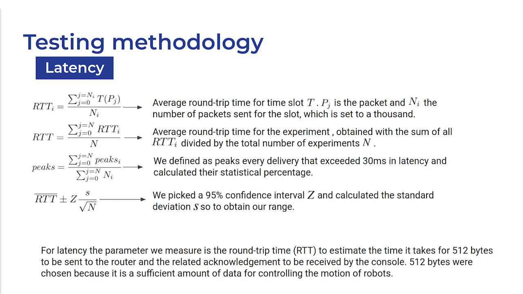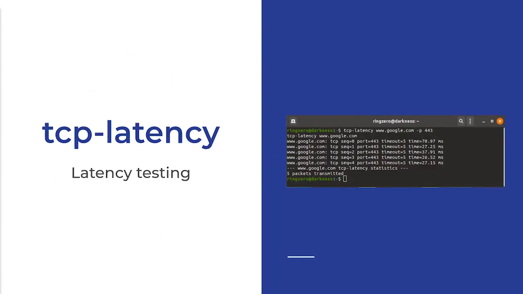As for latency, we measured the round trip time to estimate the time it takes for 512 bytes to be sent to the router and the related acknowledgement to be received by the console. This packet size was chosen because it's a sufficient amount of data to control the motion of robots. And this is the tool we use, which is a latency measuring tool that works over TCP.